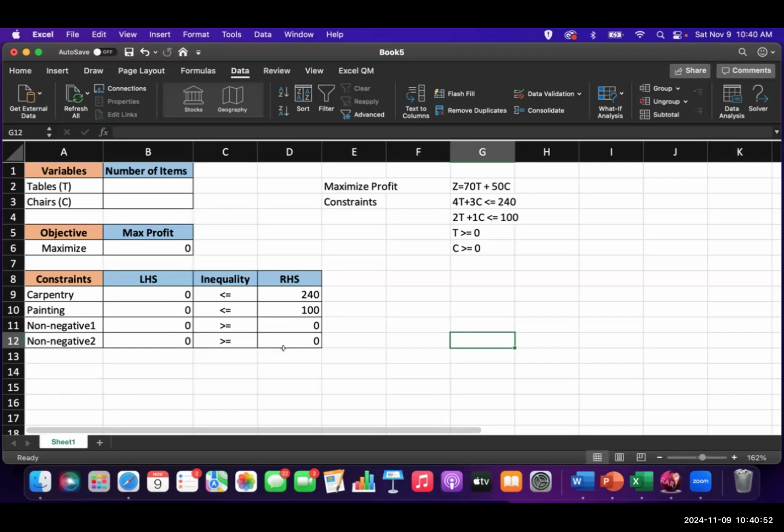Sir, anong formula ang ginamit na sa non-negative 1 and non-negative 2? Yung ano lang, it's just the T and the C. So non-negative 1 is the T is greater than or equal to 0. So T is the B2. And then the so for the number of chairs.